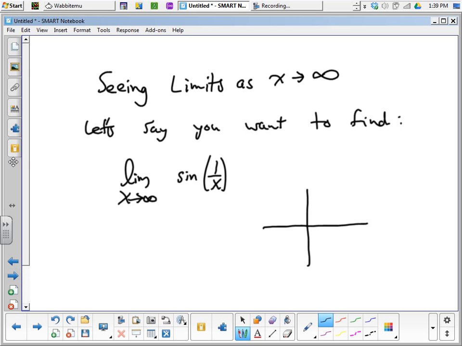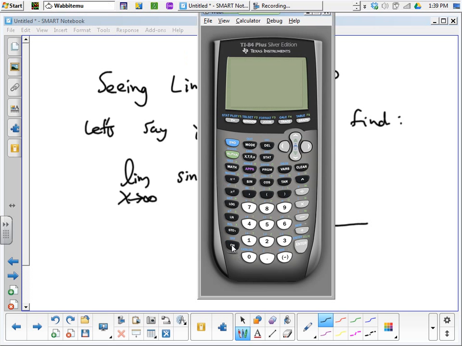Alright, let me do that real quick. Sine of 1 over x. Let's see what that thing looks like. We'll just do a zoom standard on it. Okay, a little hard to see. I think I'll make my y values go just between -1 and 1. After all, it is a sine function. And it's divided by a little easier to understand.